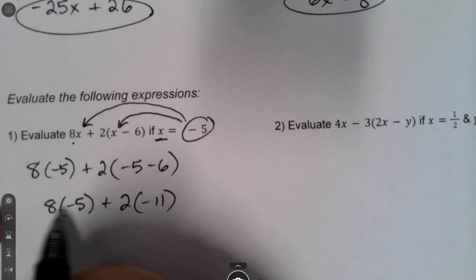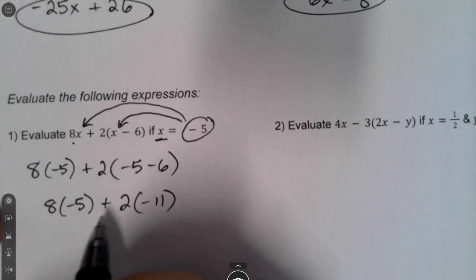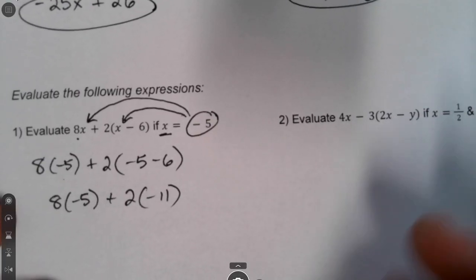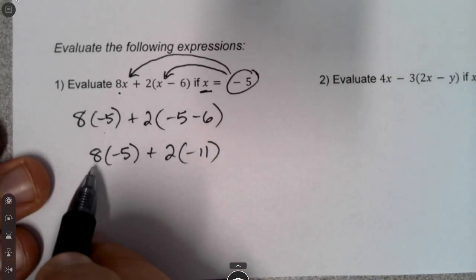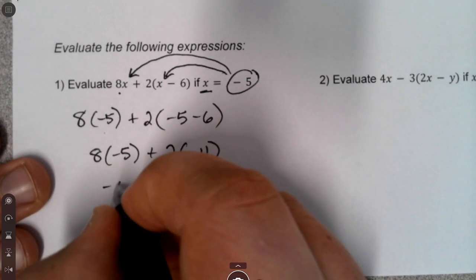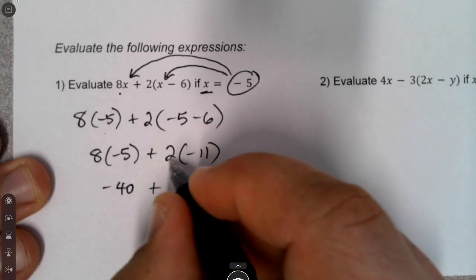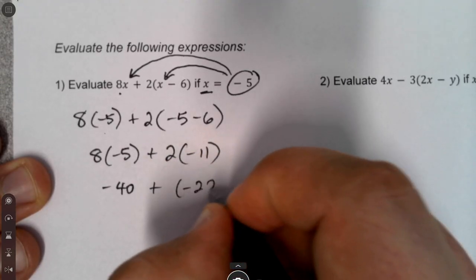Now we have multiplication happening here and here, and we have addition. So our third step with order of operations is multiplication. So we do it from left to right. So 8 times -5 is -40. 2 times -11 is -22.